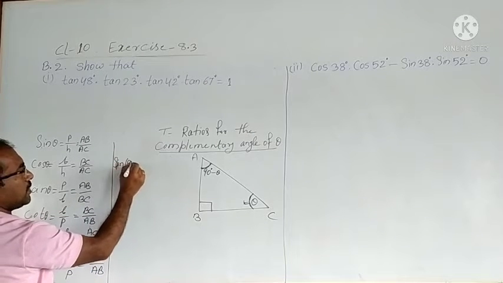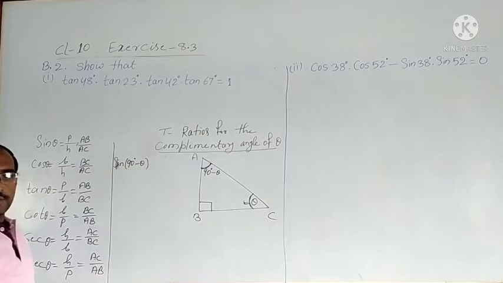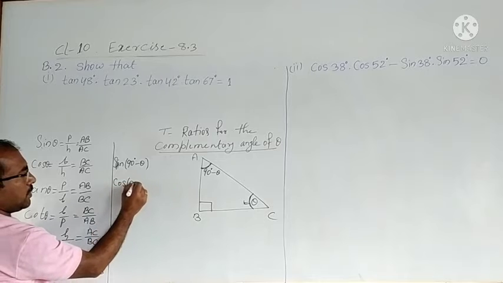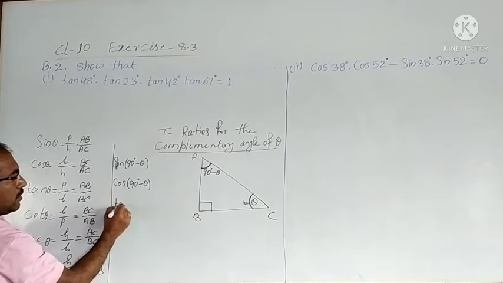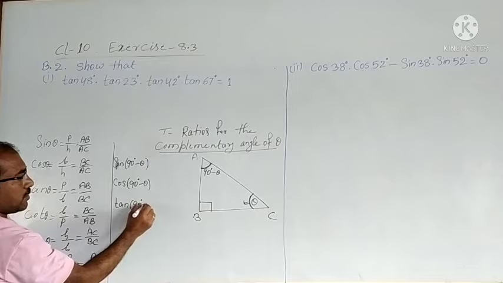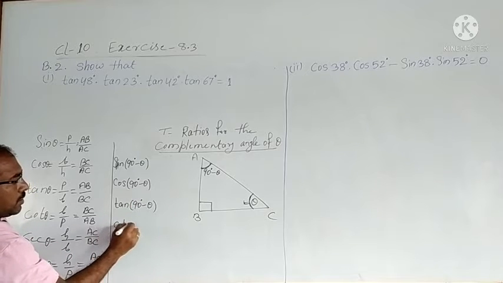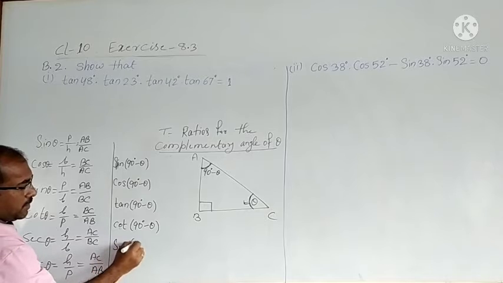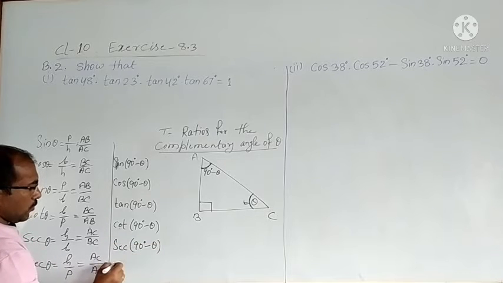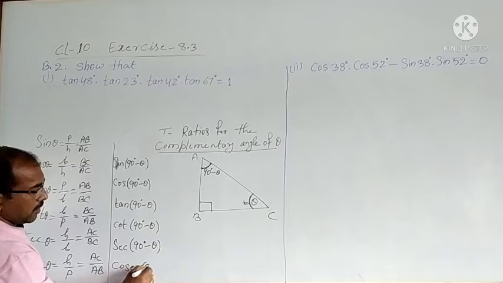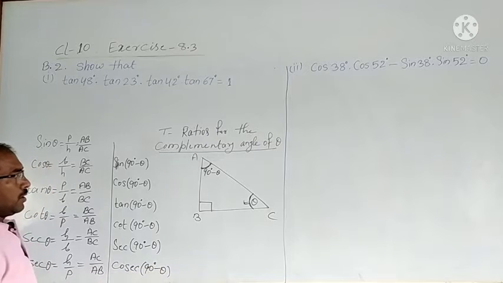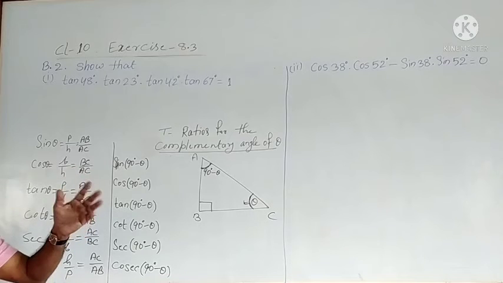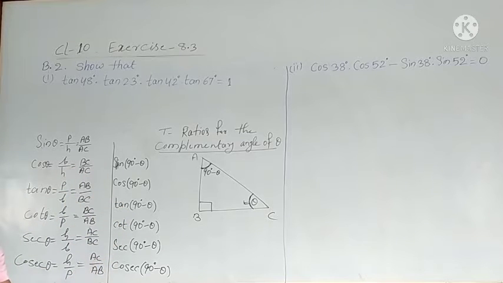What is that? Sine 90 degrees minus theta. This is the complementary angle. Cos 90 degrees minus theta, tan 90 degrees minus theta, cot 90 degrees minus theta, sec 90 degrees minus theta, and cosec 90 degrees minus theta. The ratio definitions remain the same. Sine shows the ratio between perpendicular and hypotenuse, so that will remain the same.